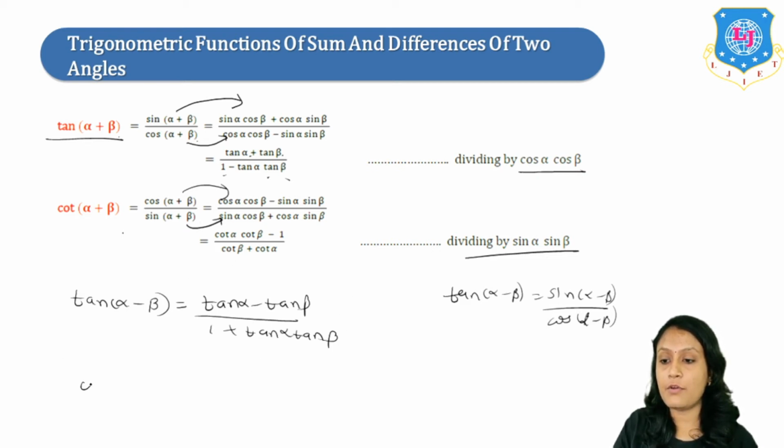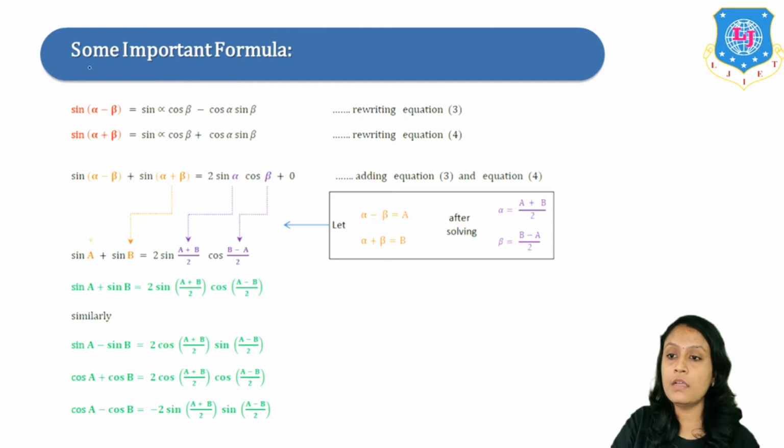Also we can find the formula of cot alpha minus beta. So you will get cot alpha cot beta plus 1 upon cot beta minus cot alpha. You can derive this formula by yourself. Now let's study some important formulas.